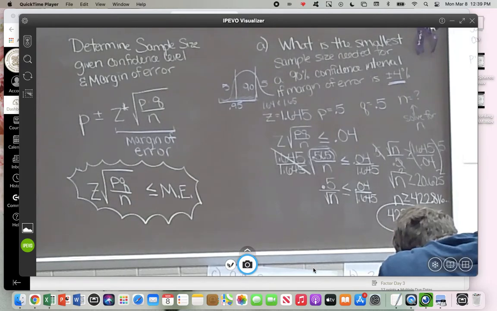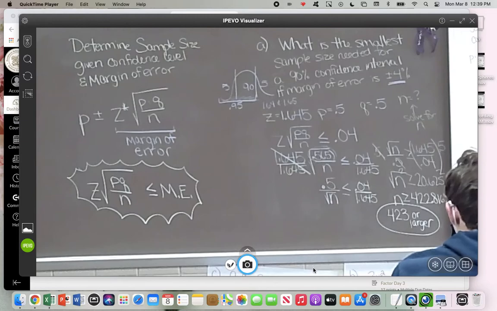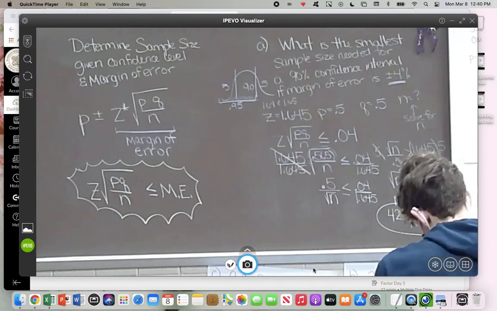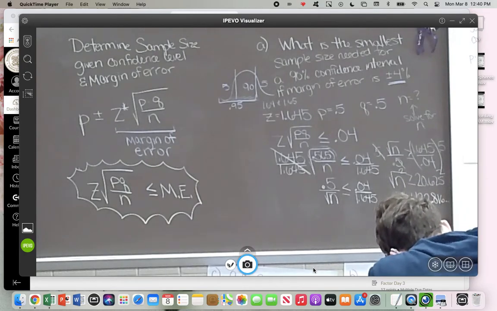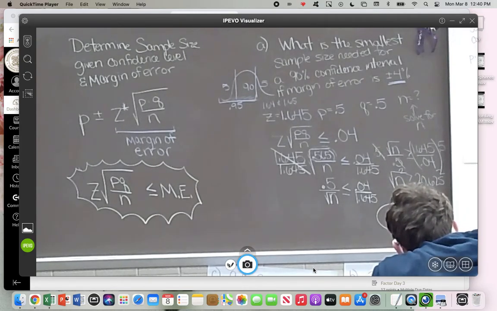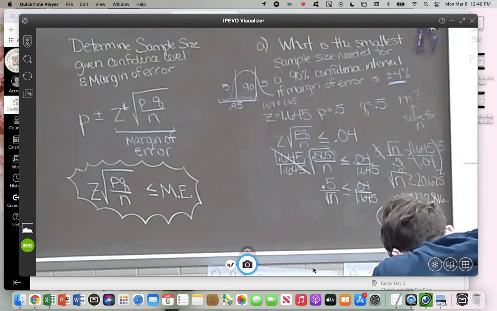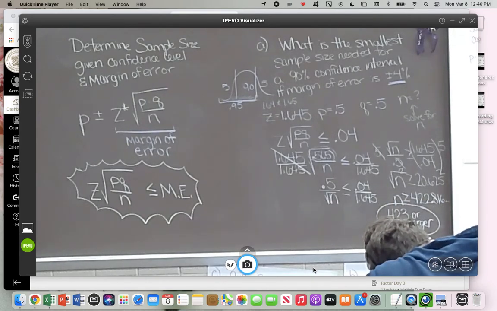So we're just doing some algebra. And I promise the more times you practice this, probably the less work you'll need to show. So we divide the z over, simplify the square root in the numerator, then flip the fractions, and then get n by itself by squaring both sides.